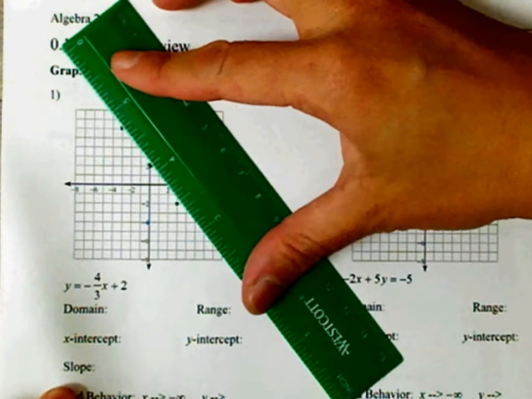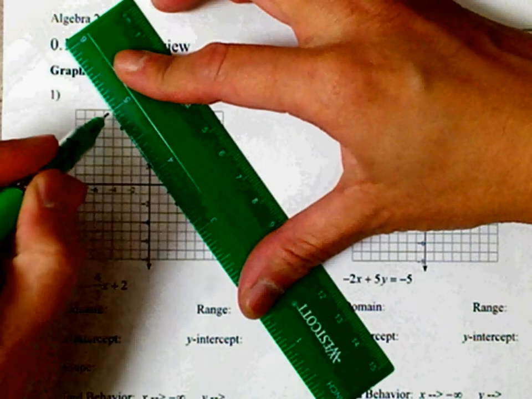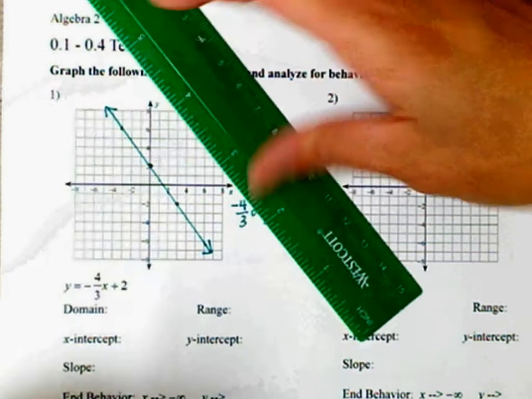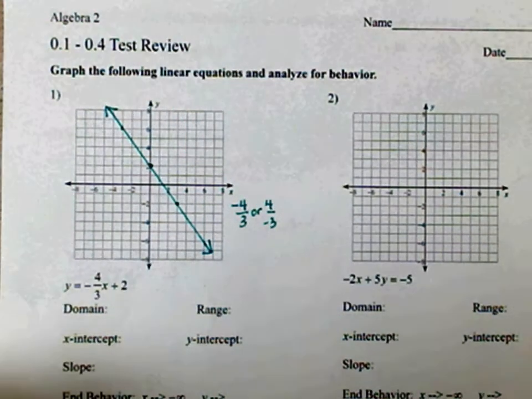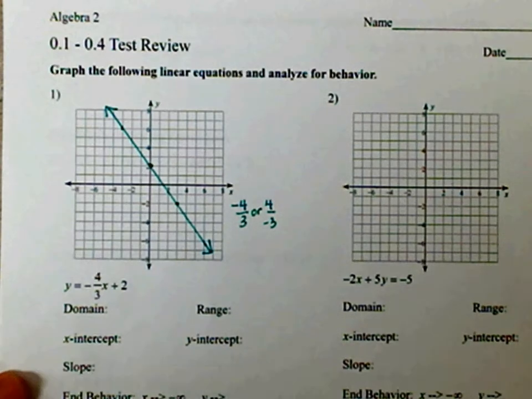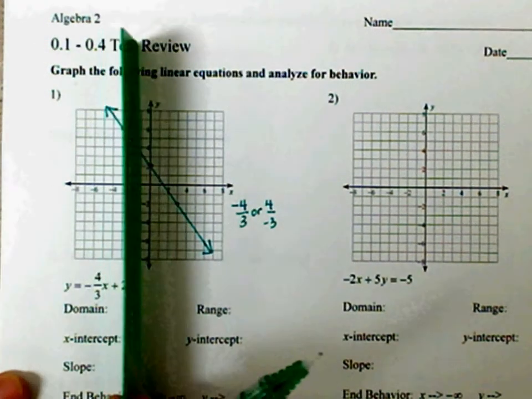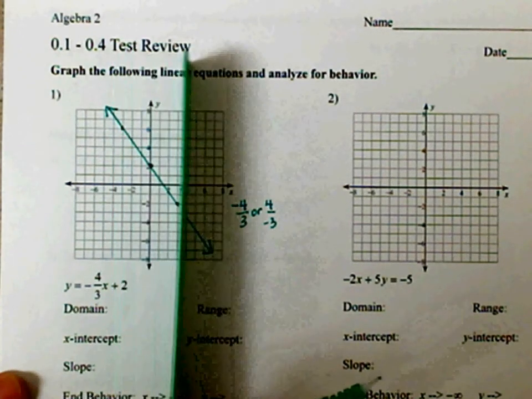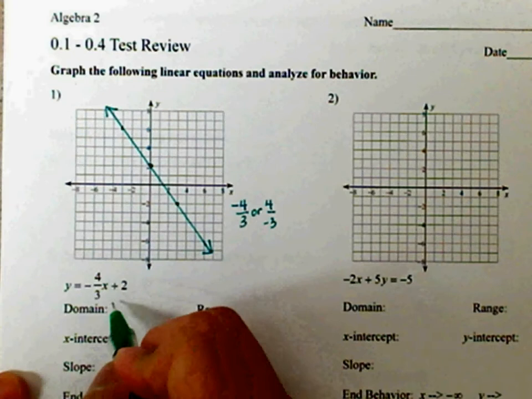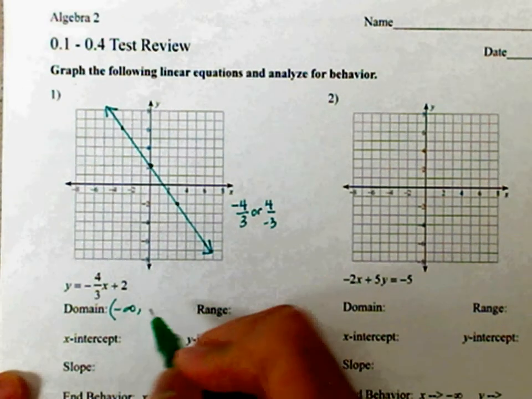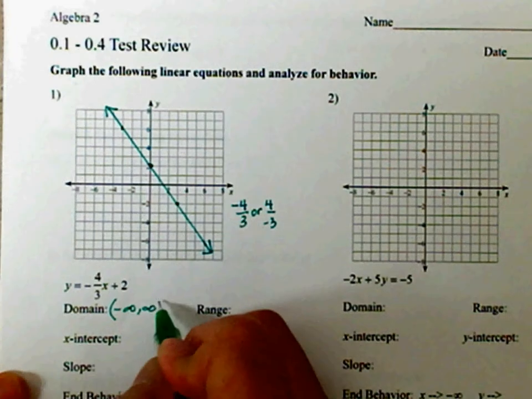Draw your line, connecting all those points. You really only need 2, but 3 is always better. Don't forget your arrows. Arrows tell you it is a line. Your domain is your x value, far left to far right. I start all the way here from negative, go all the way to the positive infinity. So you're going to write parentheses, negative infinity to positive infinity.